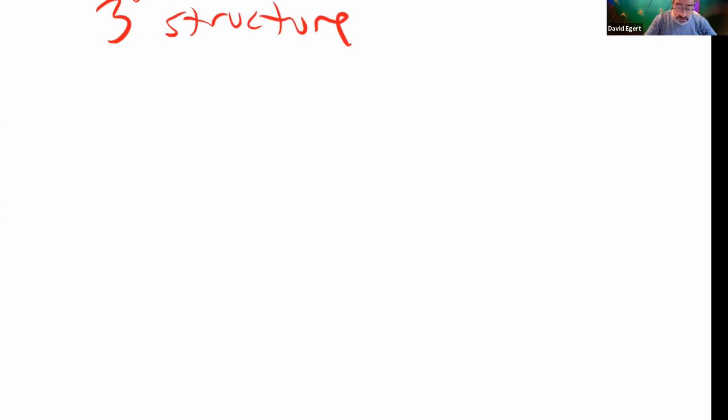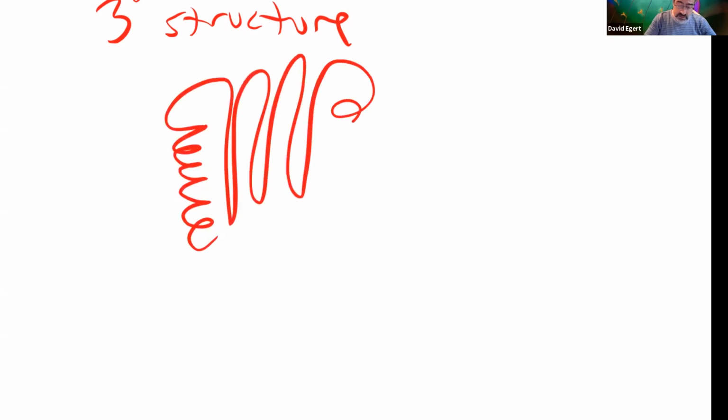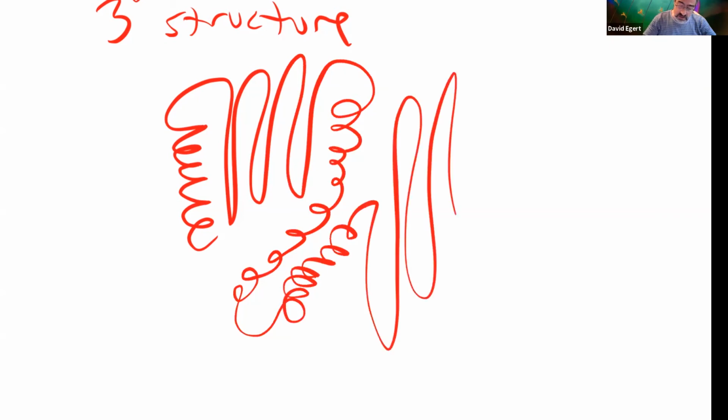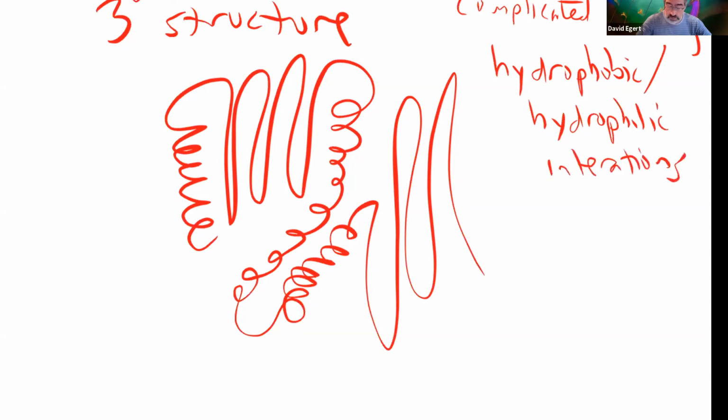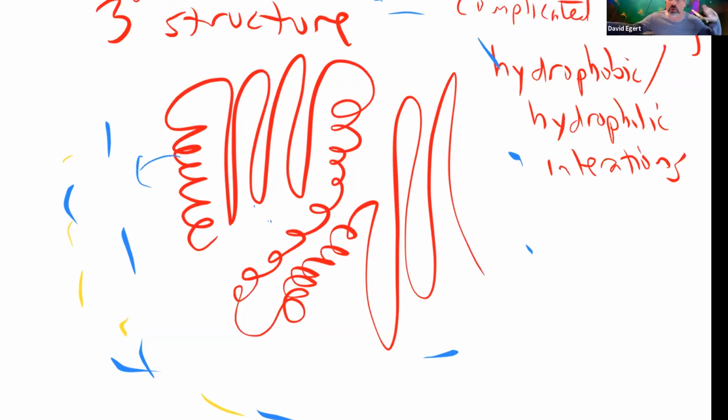Tertiary structure, you get much more complicated folding. Like you get some areas that are beta pleated sheets, some areas that are helices. So this is much more complicated folding. Here you have hydrophobic, hydrophilic interactions. Some parts of this thing, there's water around here. Some of these things want to get away from the water because they're hydrophobic. Some of them want to be near the water because they're hydrophilic. So that's going to influence what parts of it fold outward or fold inward.